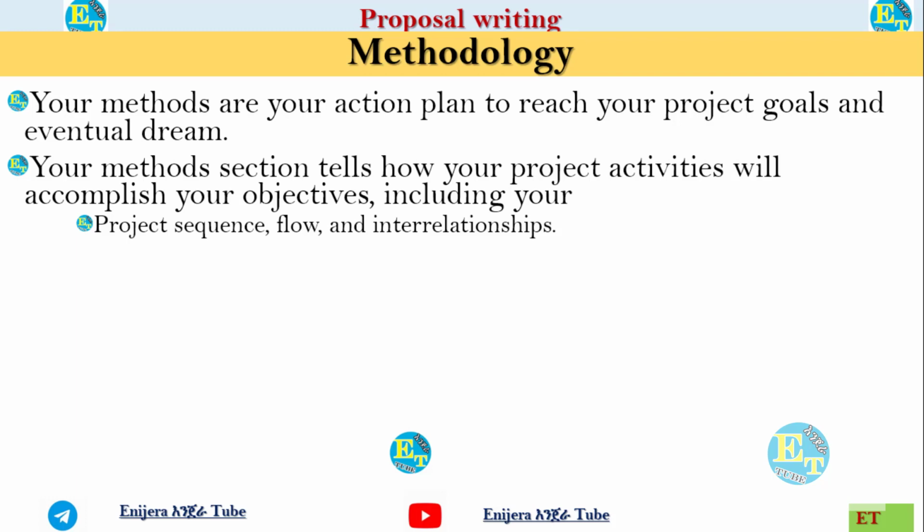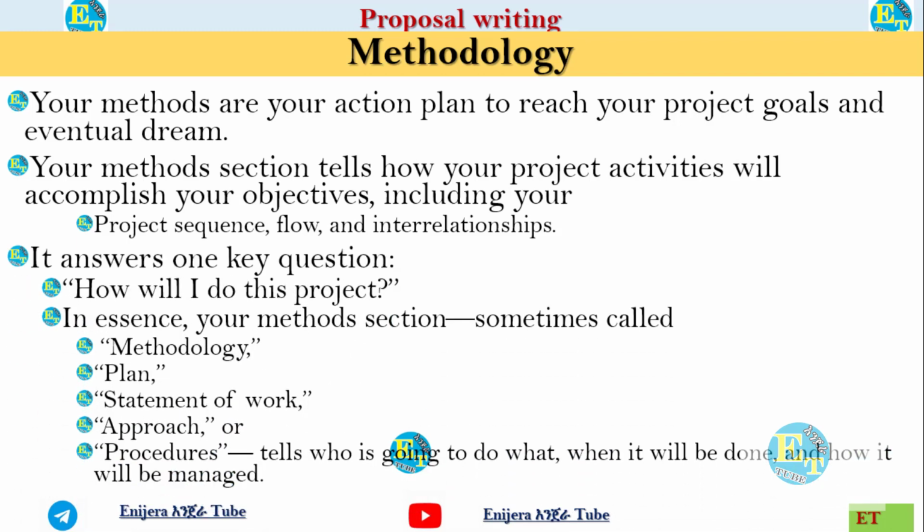Method is a way that shows the direction how you can do your task. Your method section tells how your project activities will accomplish your objectives, including your project sequence, flow, and interrelations. And it answers one key question. How will I do this project?